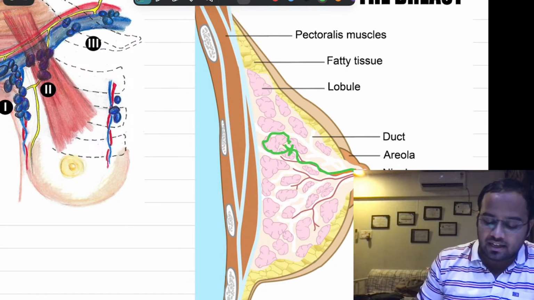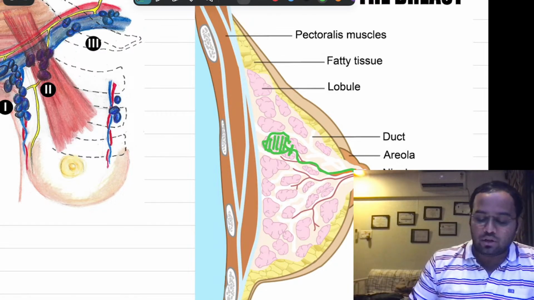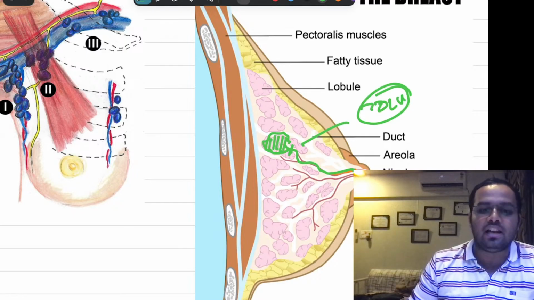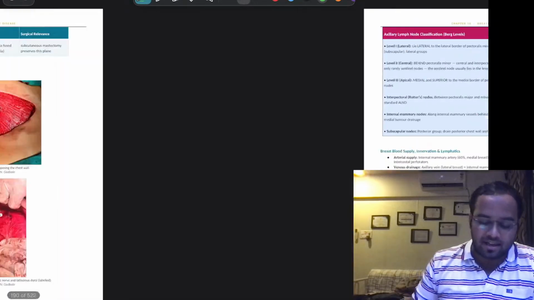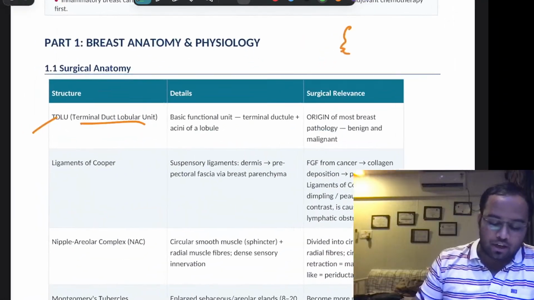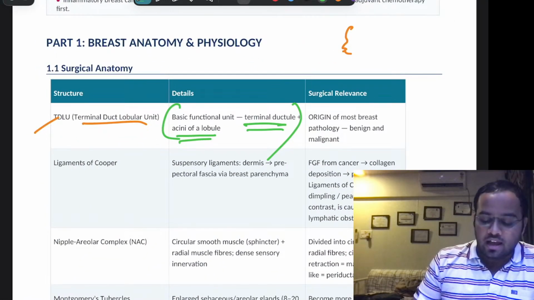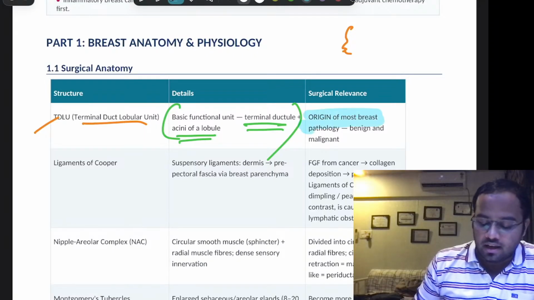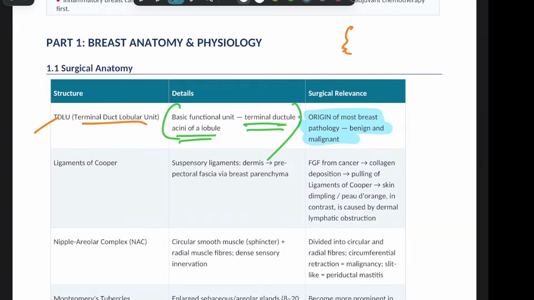So this terminal duct along with the lobule is what is called the TDLU. It is the functional unit of the breast, wherein the actual physiology of the breast runs. So it is called the terminal duct lobular unit, the basic functional unit of the breast, which is a terminal ductule with the acini of the lobule. The origin of most of the breast pathology is always from here. It might be the origination of benign or malignant diseases, which always takes place from here.